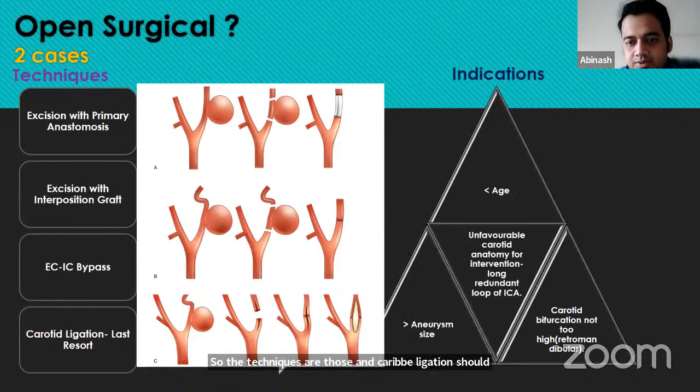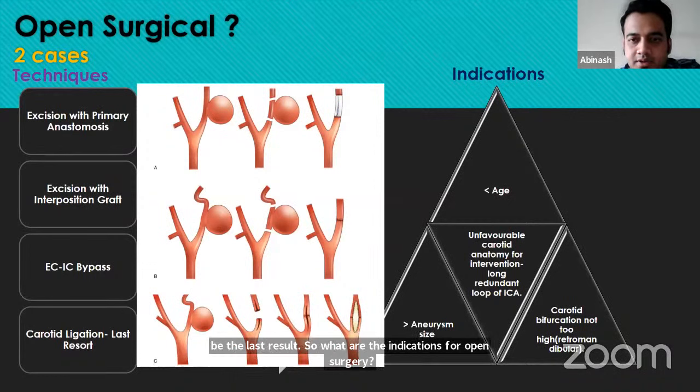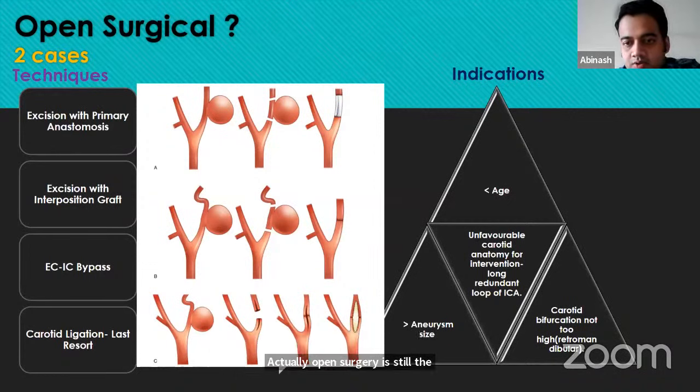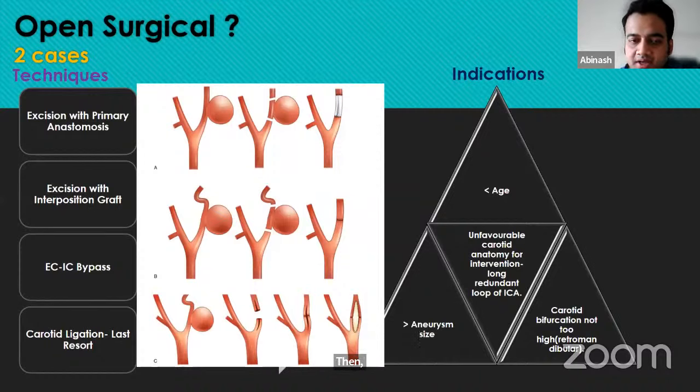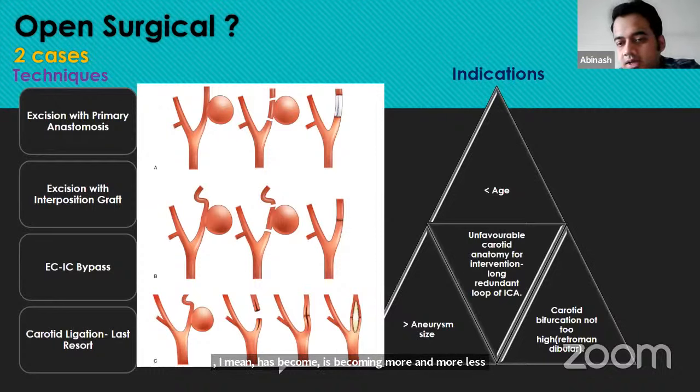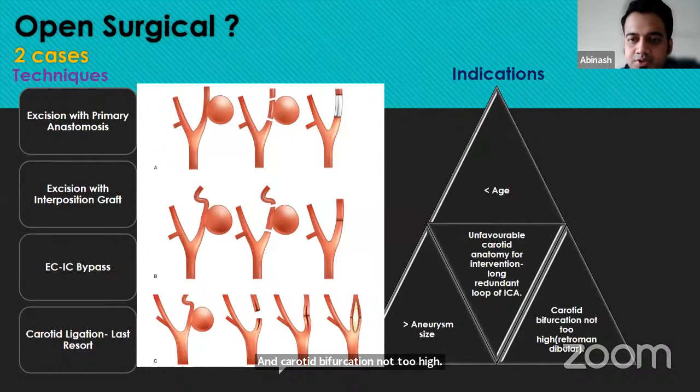So what are the indications for open surgery? Actually, open surgery is still the gold standard in the management of these conditions. So in younger patients, open surgery has a better result, as does unfavorable carotid anatomy for intervention, like a long redundant loop of an ICA. Then greater aneurysm size. This indication, of course, is becoming less and less because endovascular is slowly taking over. And carotid bifurcation, not too high. If it is quite low in the neck, then open surgery is more amenable.